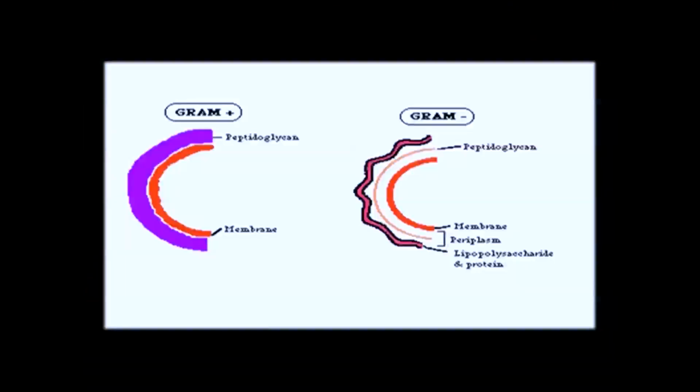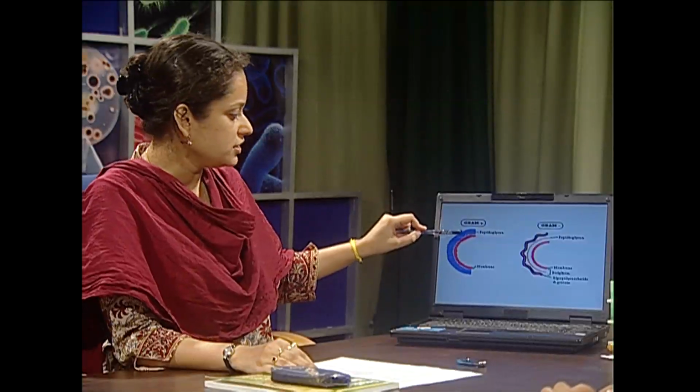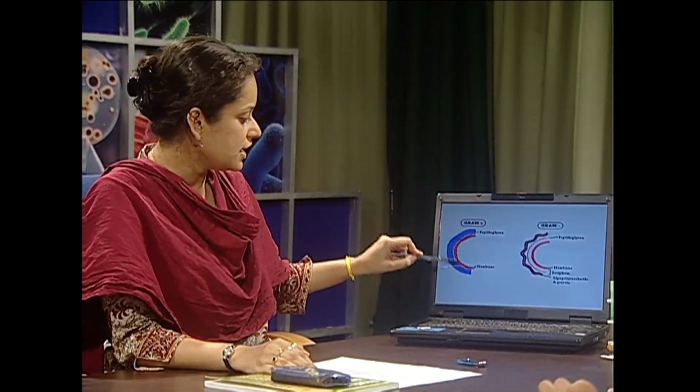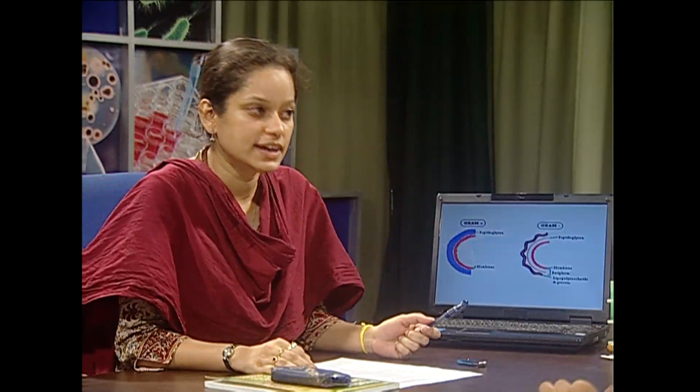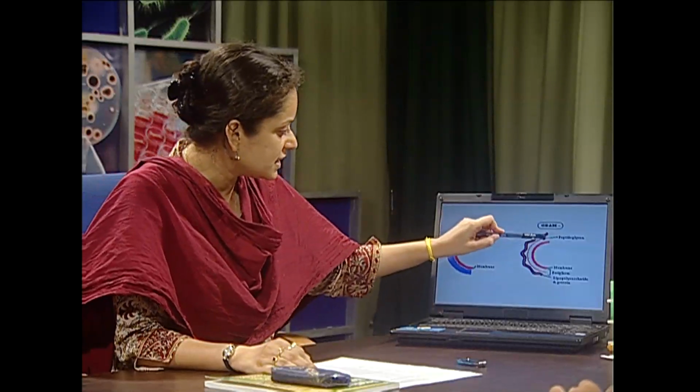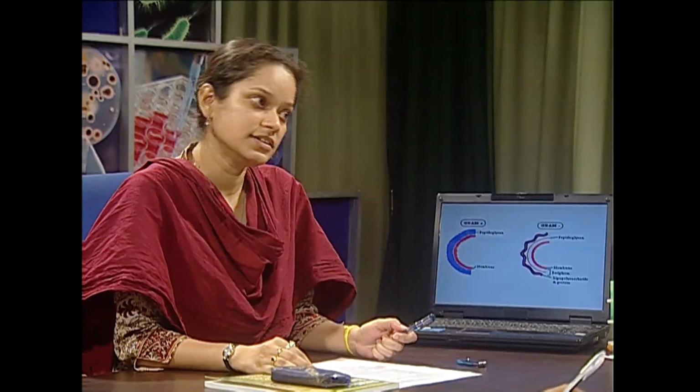Now, if we look at this diagram of the gram-positive and gram-negative cell wall, we find a difference. If this is the cell membrane, we can see a peptidoglycan layer outside the cell membrane, and the thickness of the peptidoglycan layer in gram-positive bacteria is greater than in gram-negative bacteria. Another important feature of gram-negative bacteria is that they contain an outer membrane outside the peptidoglycan layer.